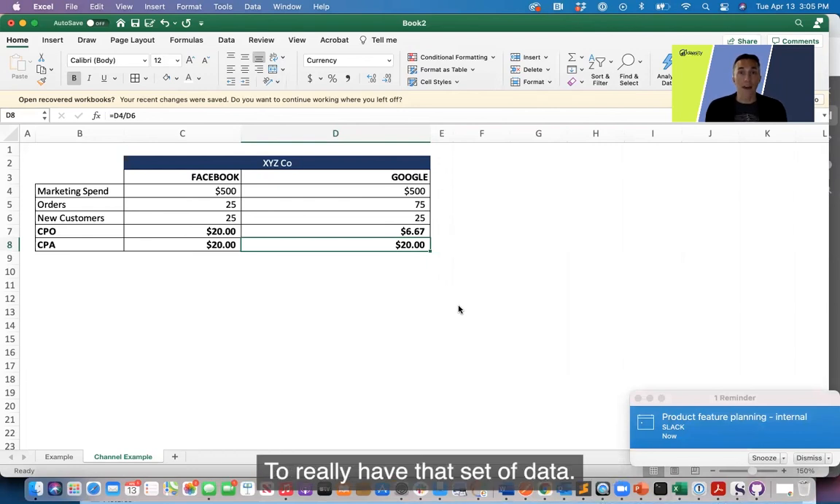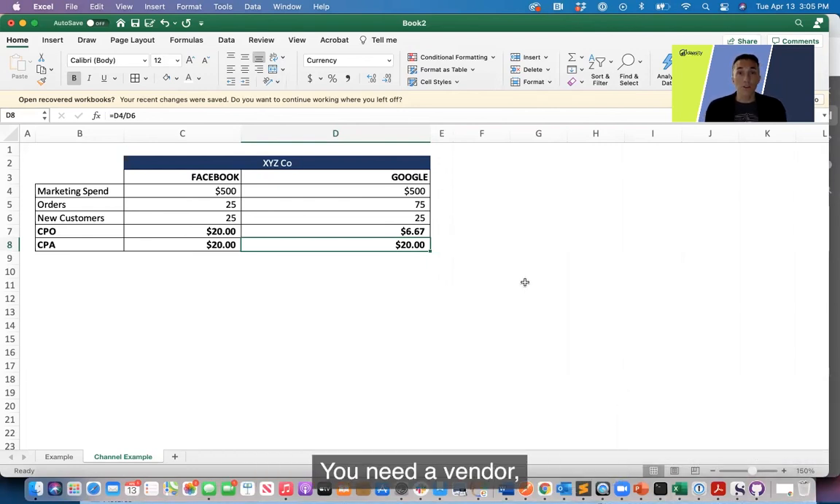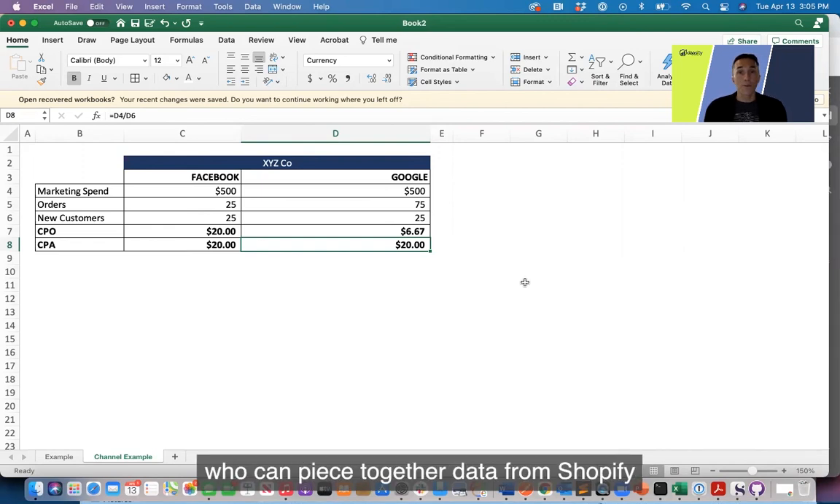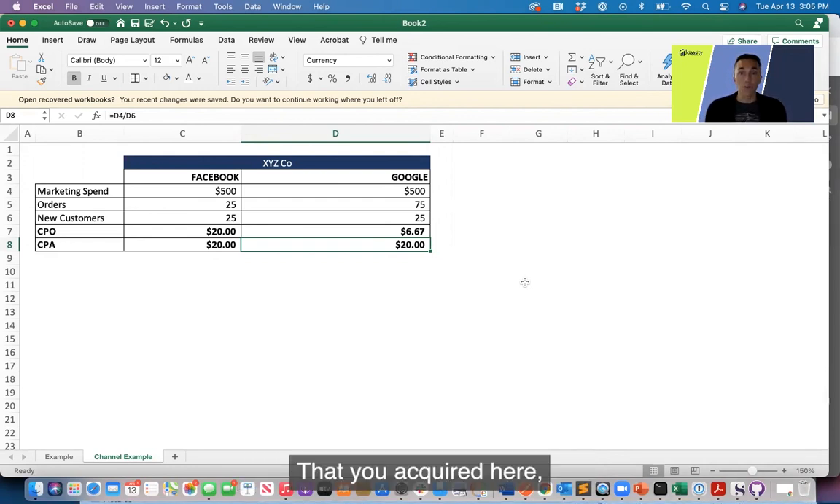To really have that set of data, you need a third-party vendor like Daasity, who can piece together data from Shopify and potentially from other sources, and tell you, yes, this is actually a new customer that you acquired here, and so your cost of acquisition is X.